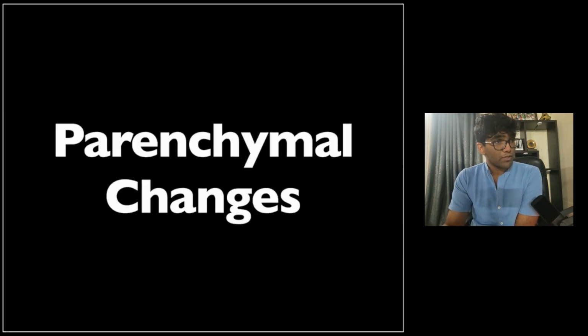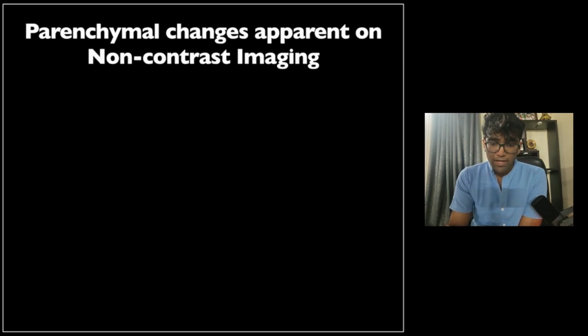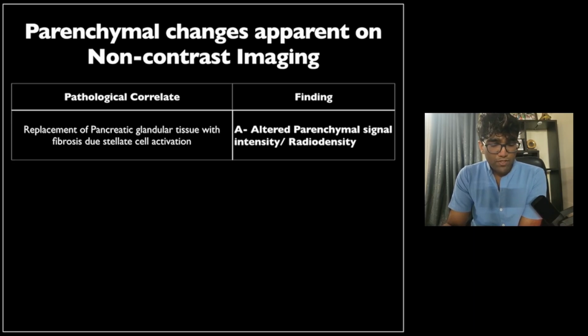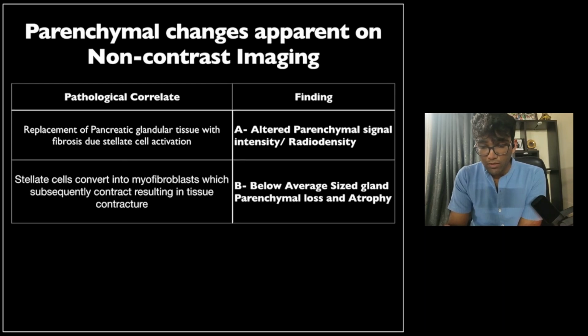So coming to the first part, that is parenchymal changes. Parenchymal changes that are apparent on non-contrast imaging have particular pathological correlates. So we need to understand what is happening at a cellular level or a tissue level in terms of pathophysiology, and as we do with symptoms, we'll extrapolate to imaging findings. So the first change that might occur is a replacement of the normal pancreatic glandular tissue with fibrosis. This is due to stellate cell activation, as we discussed in part 3.3 of this series. So that results in altered parenchymal signal intensity or radio density, depending on whether you're doing MR or CT.